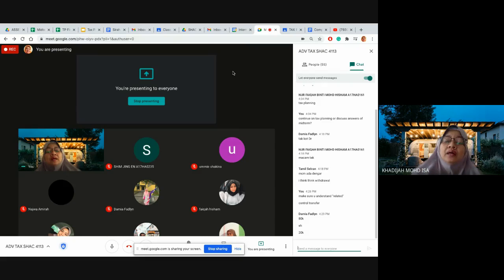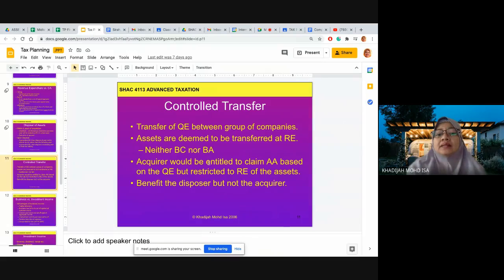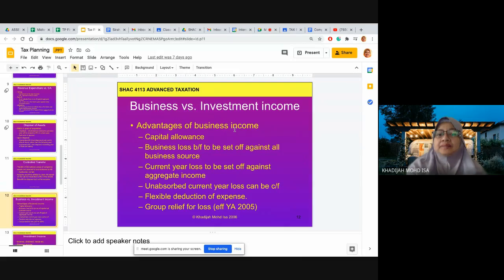Why? Because the amount of CA available depends on the available residual expenditure. So that is what a control transfer is. Transfer of QE between group of companies, assets are deemed to be transferred at RE. No BA, no BC.